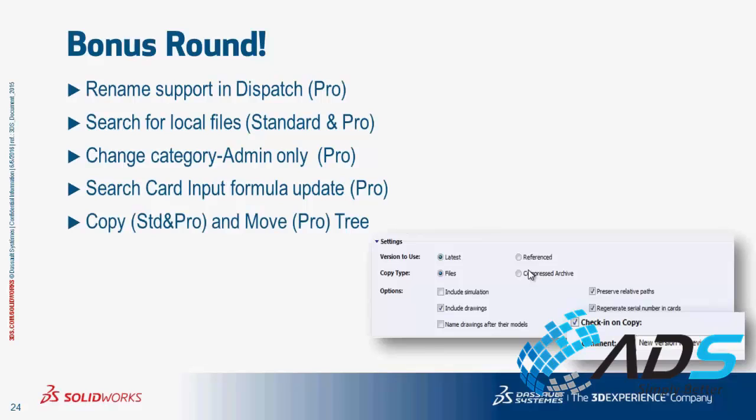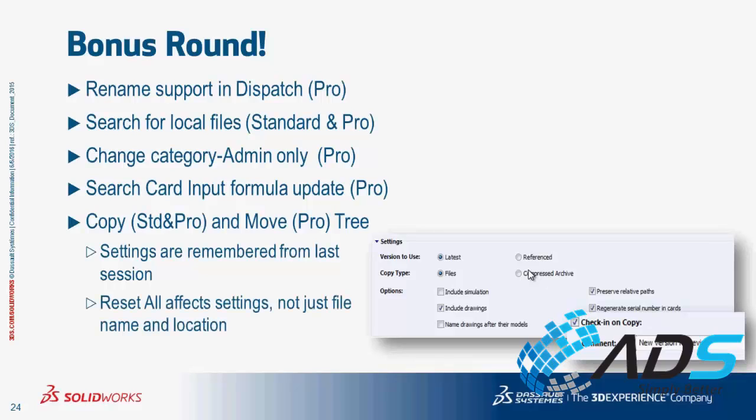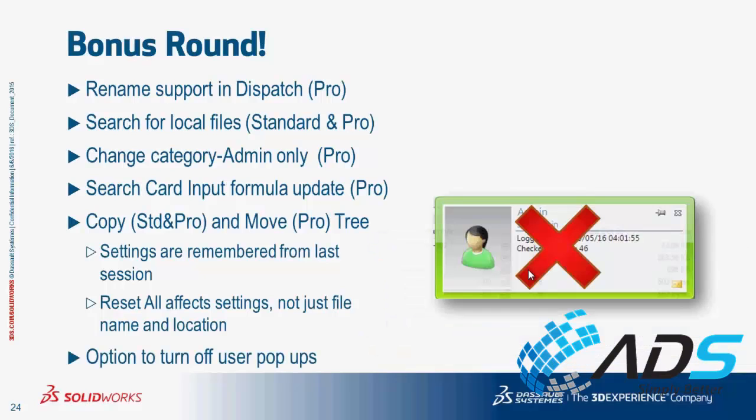And the settings in copy tree and move tree, copy trees in Standard and Professional, move trees only in Professional, it'll remember all your settings for include simulation, include drawings, preserve relative paths, if you want to check in, and what your check-in comment is. So that will remember that, so users won't forget to adhere to company preferred methods. And the reset all button will reset all settings, not just the file name and location. And we have the option now of turning off that pop-up. That was kind of a nice idea, but I think it tended to start to annoy people, so now you can turn it completely off.